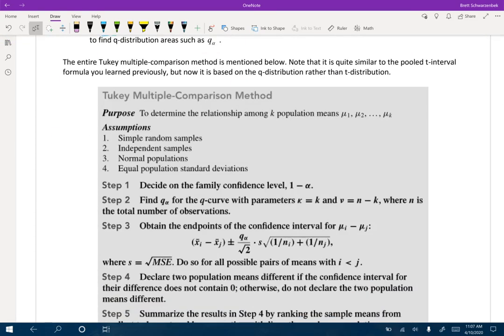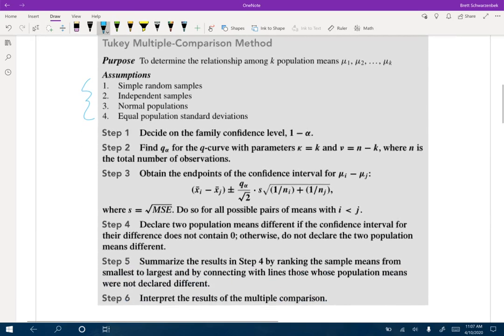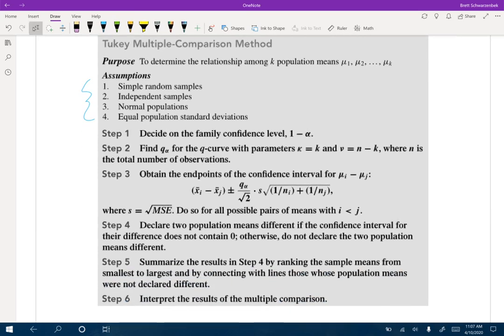Okay, so here's the Tukey multiple comparison method. Some of it's a little bit odd to read, but I'm going to do my best to explain. The assumptions are the same for ANOVA and Tukey. Usually you do an ANOVA, you make sure the assumptions are okay. You don't check them again to do Tukey. In this scenario, we just let that go because they've already been checked.